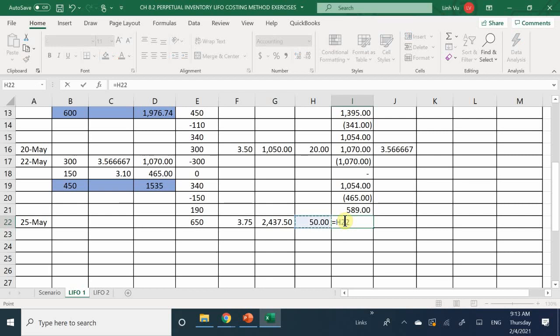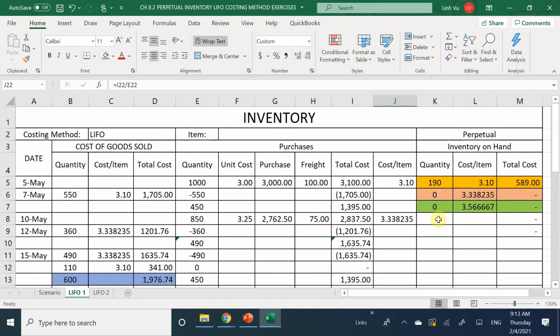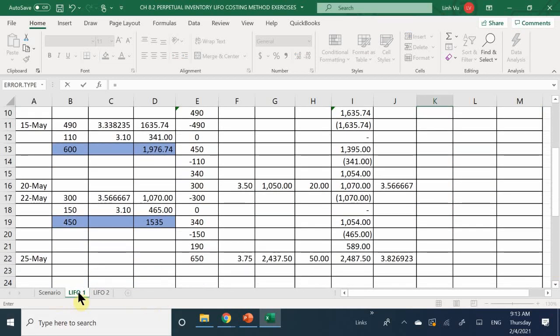And then what is my total cost going to be here? Oh, you saw the cost per item? Oh yeah, I'm sorry, I'm jumping in ahead. That's fine. 3.8265. Oops, I keep it the wrong way. 3.826. Yeah. All right, and I'm going to go ahead and carry this over into my inventory on hand.